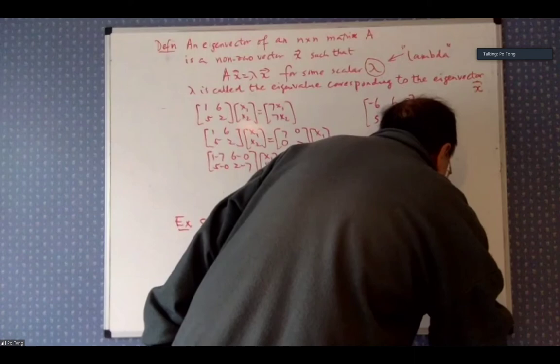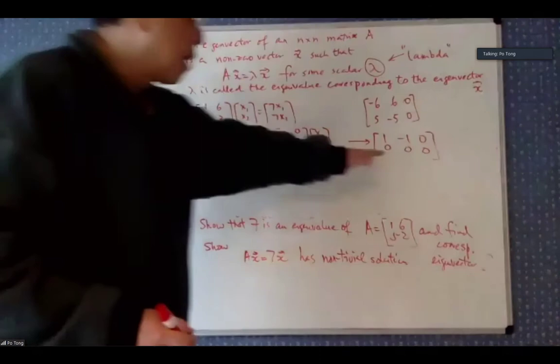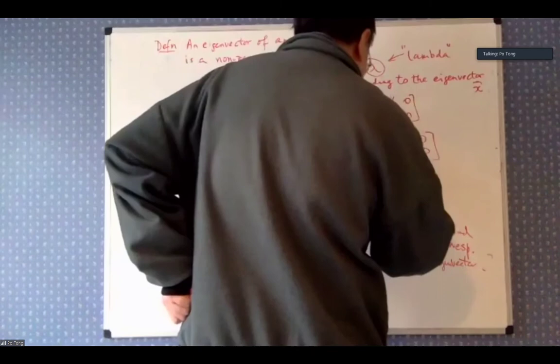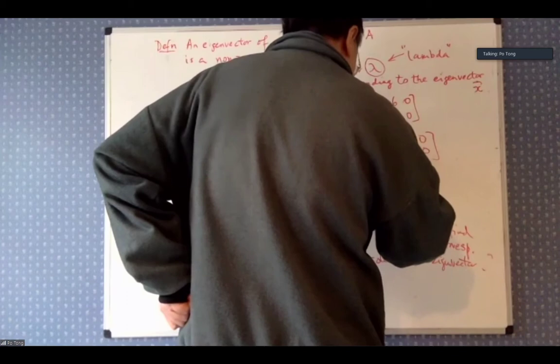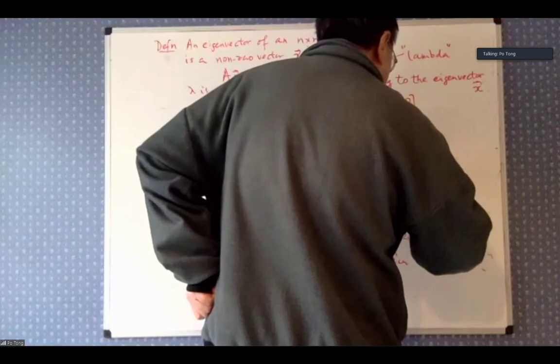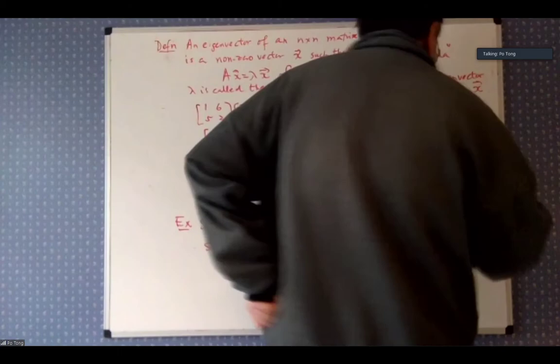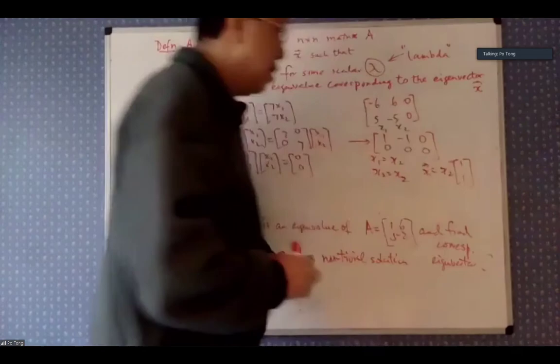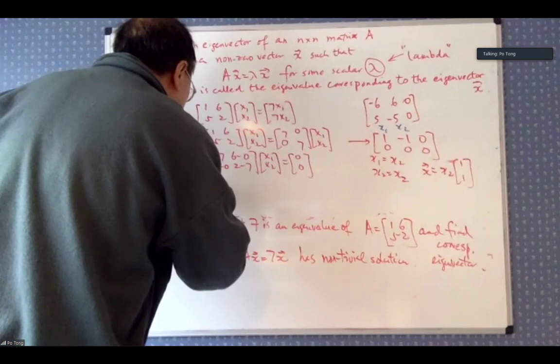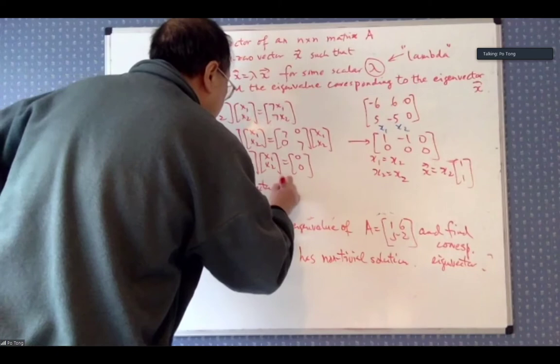Now, if I want to find the corresponding eigenvector, I have to find the solution set of this. So that's two variables here. x2 is equal to x2, x1 is equal to x2, so x will be x2 times 1, 1. So you can choose any value of x2 except x2 equal to 0, okay? So 1, 1 is an eigenvector for lambda equal to 7, okay?